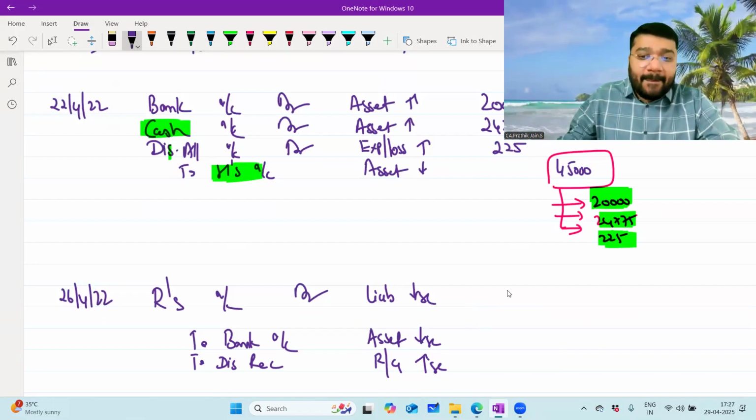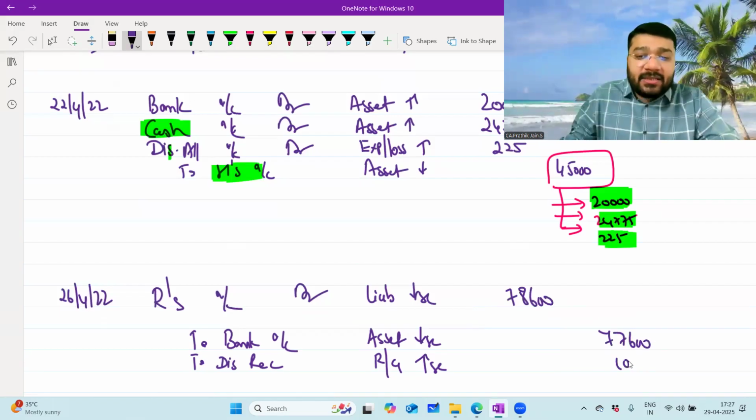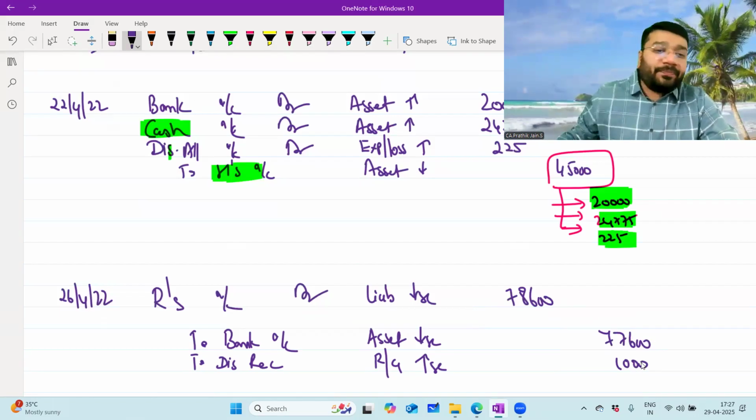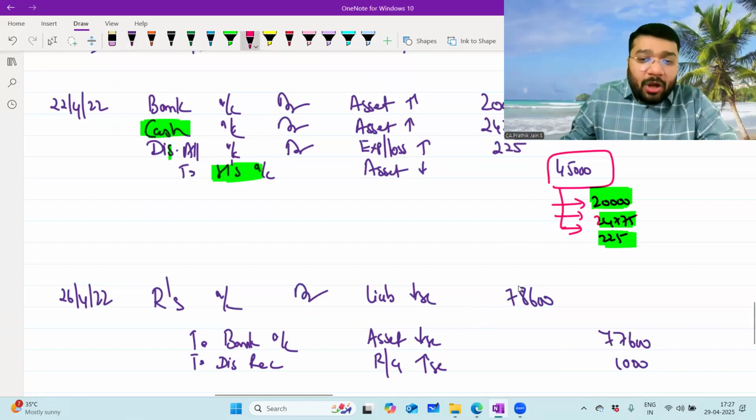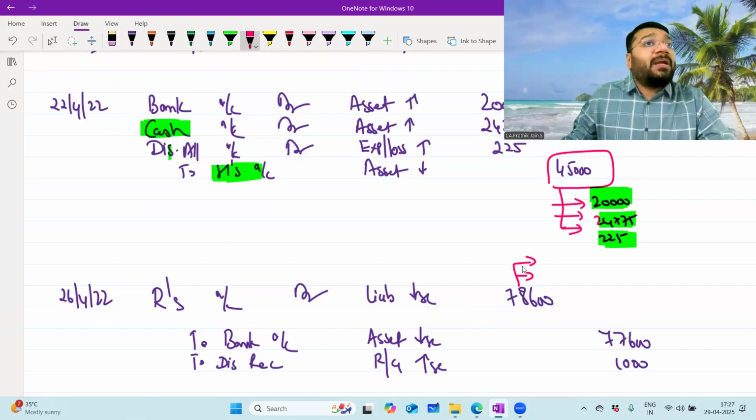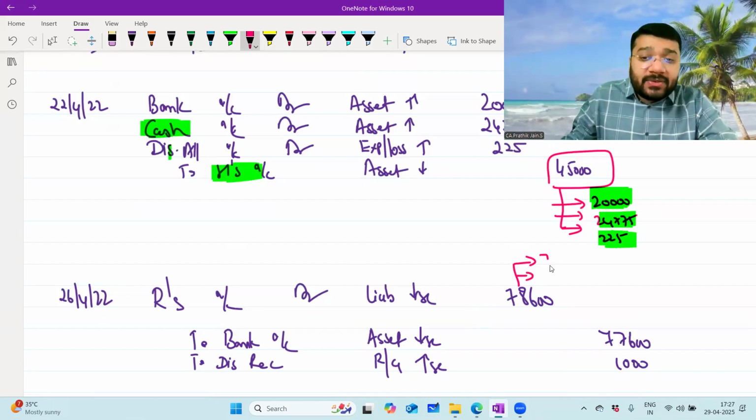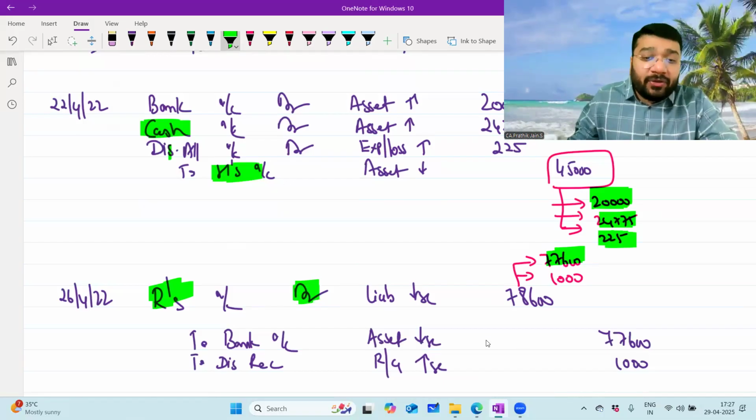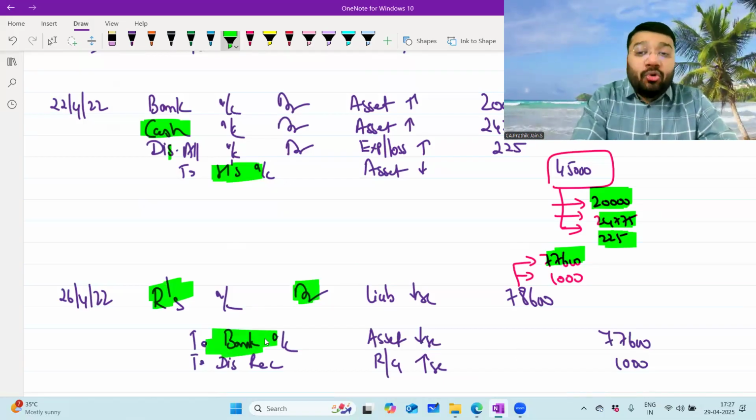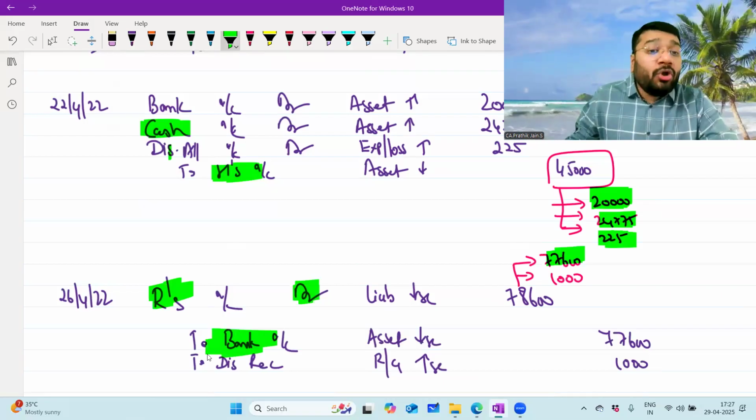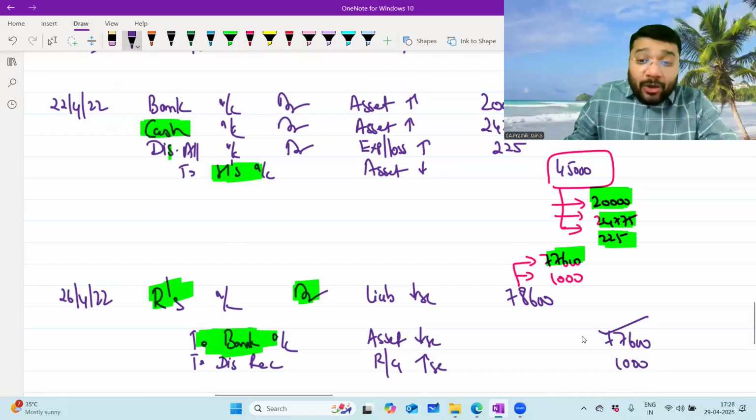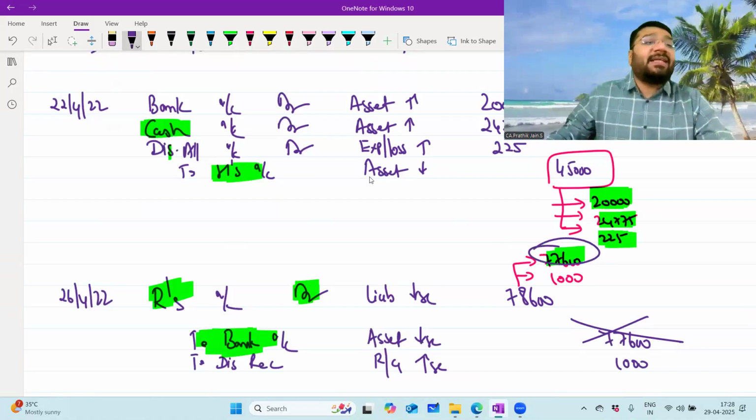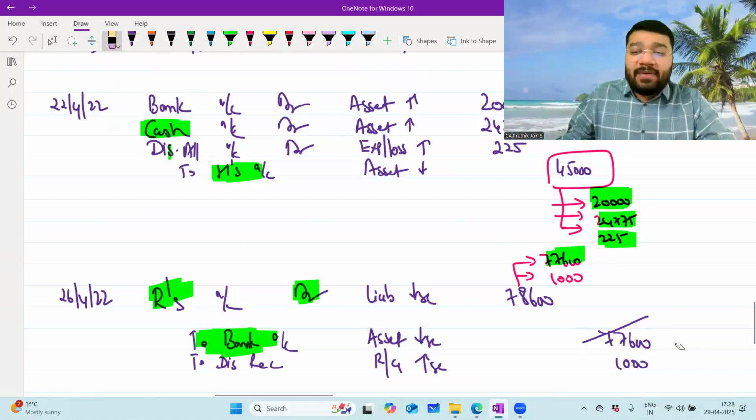Amount, please. 78,600, 77,600, and this is 1,000. So now, this is a compound entry. Break this into how many parts? Into that many parts which is there on the opposite side. Opposite side we have two parts. So 77,600 and 1,000. So now record 77,600. Where? Sir, in the debit side of R's ledger. And who's the opposite party for this? Bank. So it should be to bank 77,600. So in the R account, to bank 77,600 which I record. This understanding is very, very important.